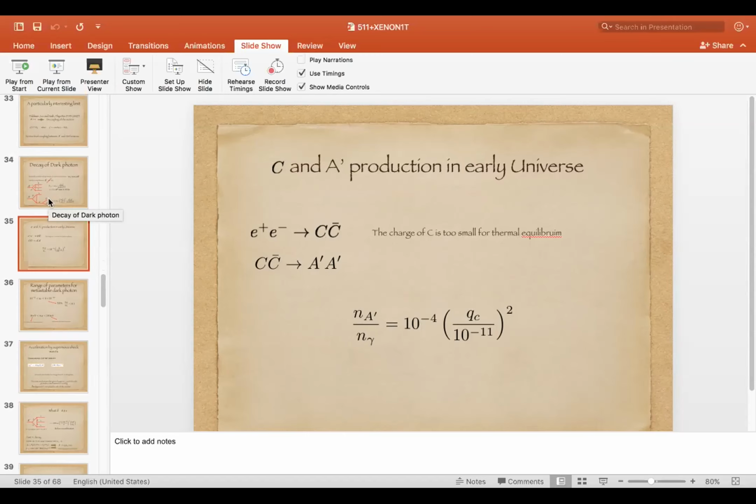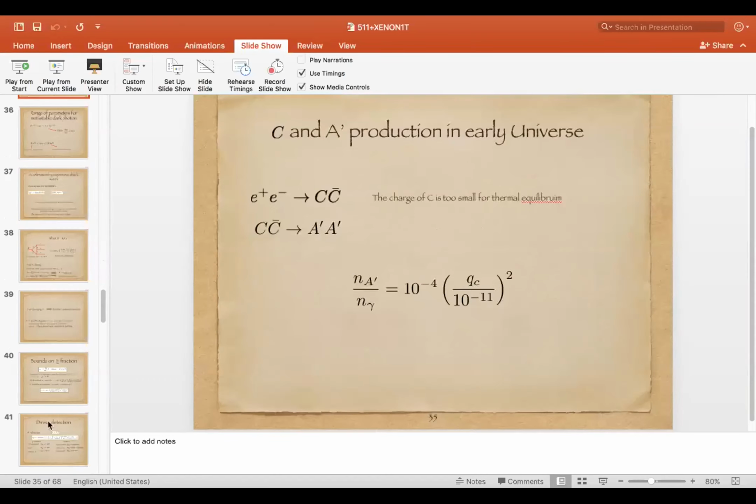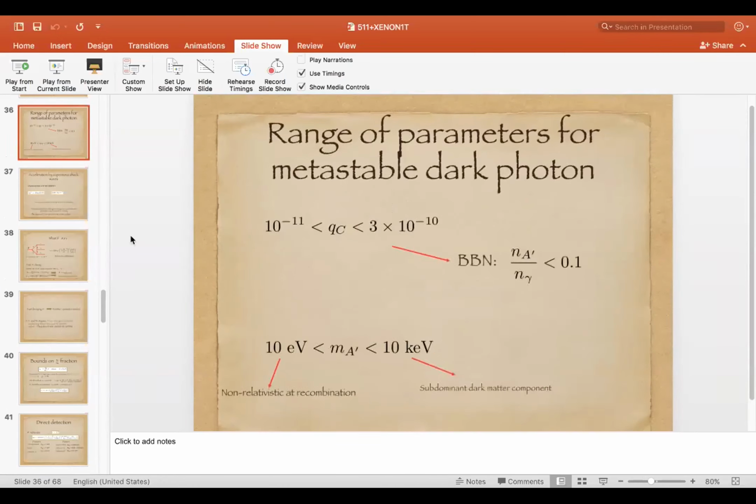Then, requiring that on one hand A prime does not overclose the universe and does not affect BBN, we found that the mass of A prime is between 10 electron volt and 10 keV, and the coupling should be smaller than 3 times 10 to the minus 10. The upper bound on the charge of the C particles comes from the abundance of A prime and BBN bounds on extra relativistic degrees of freedom.